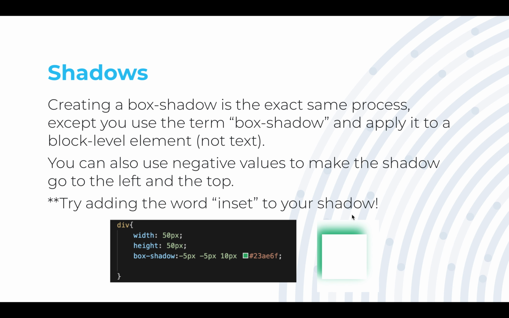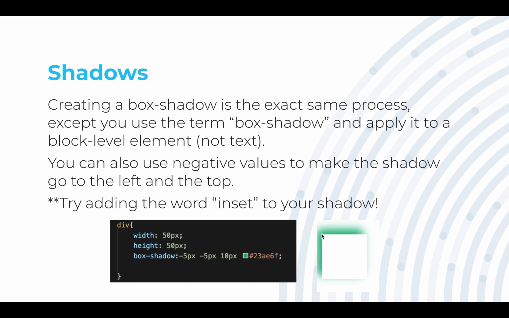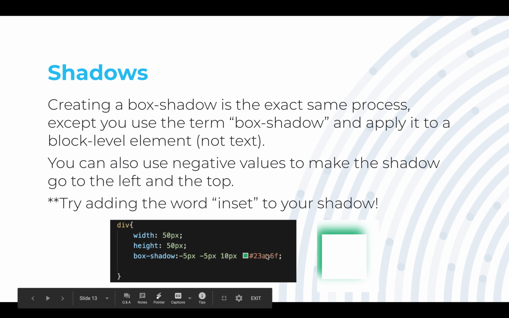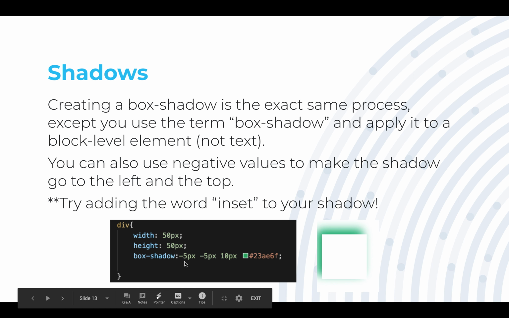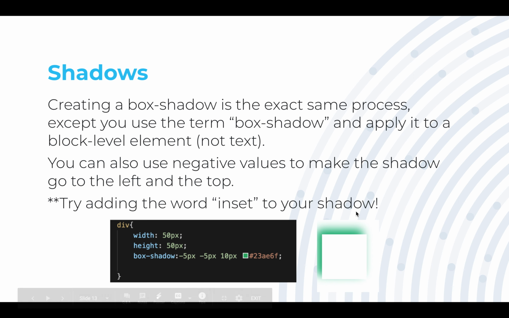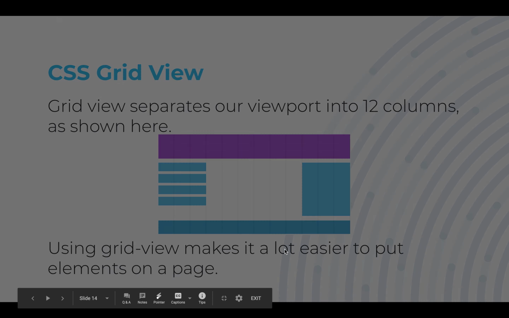There's another one where you can have a box shadow, and it's a little bit different. You apply it to a container element or a block level element. It's pretty much the same process. You can specify a different color, just use the words box shadow. You can also use negative values to make it go the other side. And you can add on shadows, so you can have multiple shadows on something. So try and experiment with different shadows. Try adding the word inset and seeing what happens. So inset, -5px, -5px, 10px, and then your color.